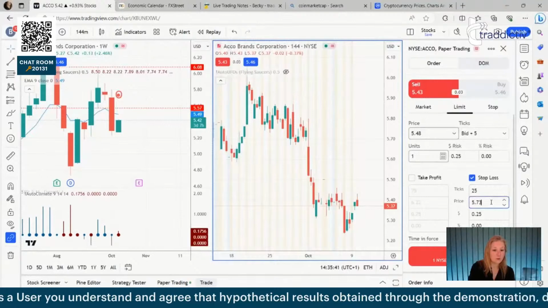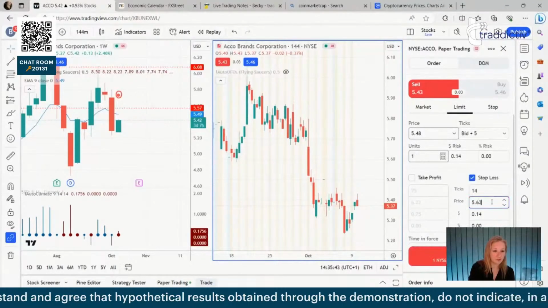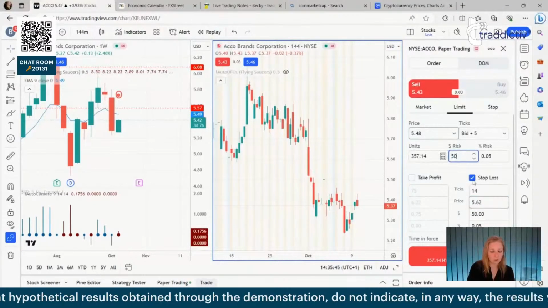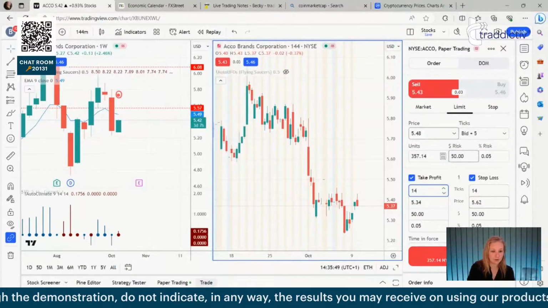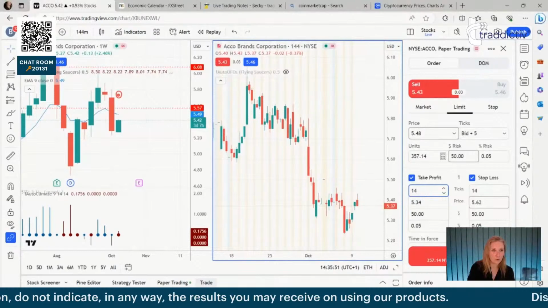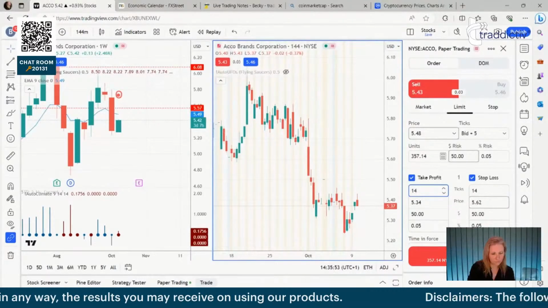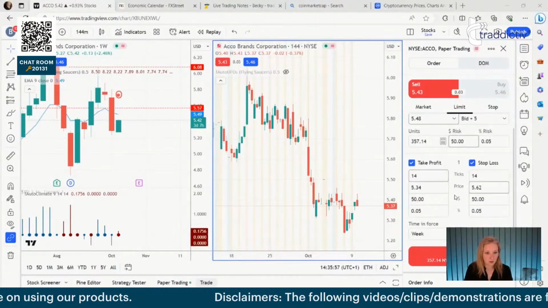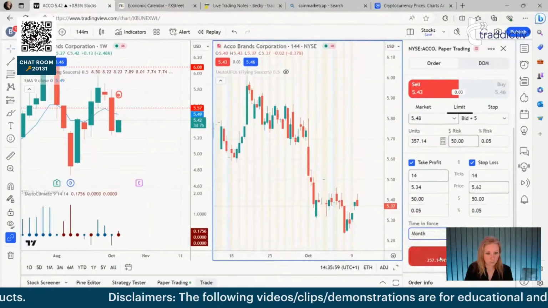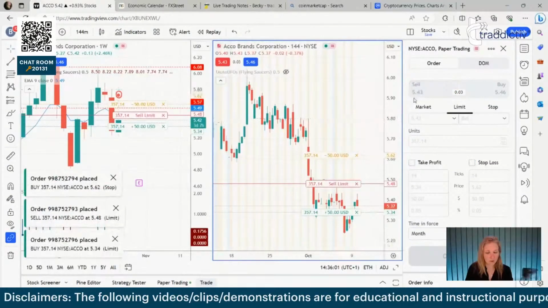Stop loss is 5.62. Our risk, I'll always make it $50. Again, you guys choose what you want. And our safety target is going to be 5.34. We'll change that in a sec. Okay, I'll put the time in force for a month. And there we go. First half.